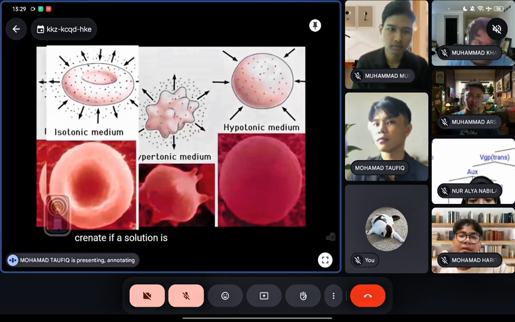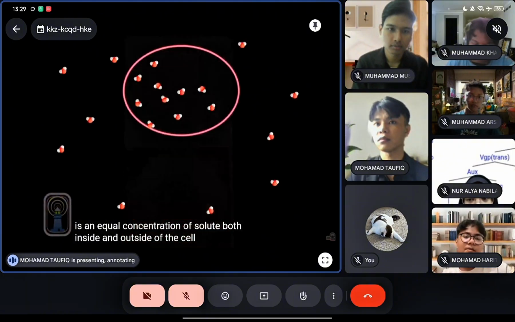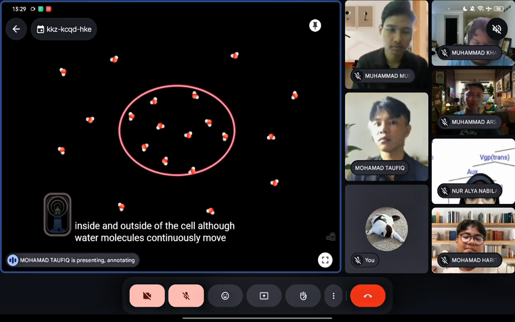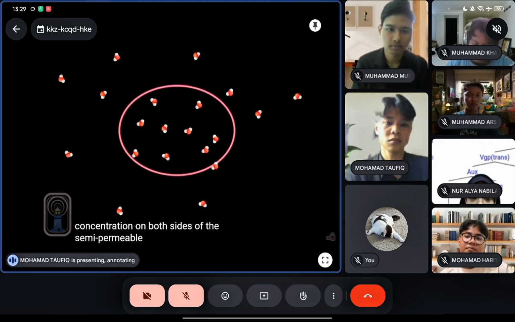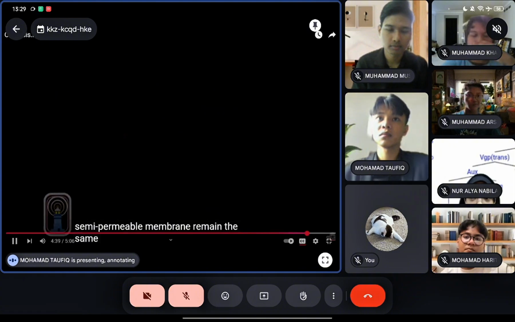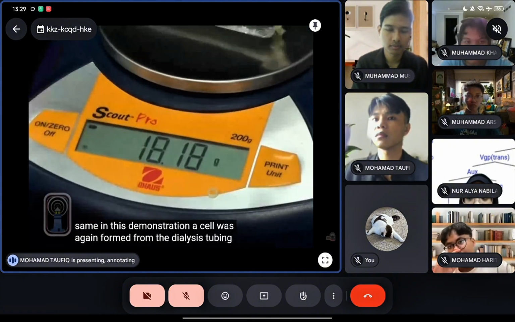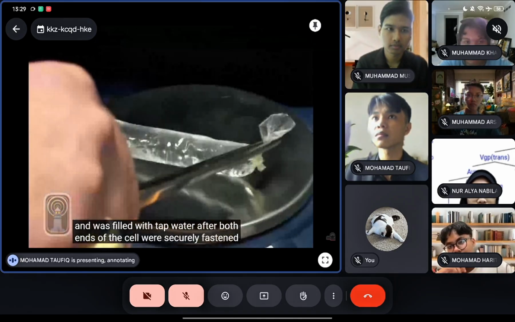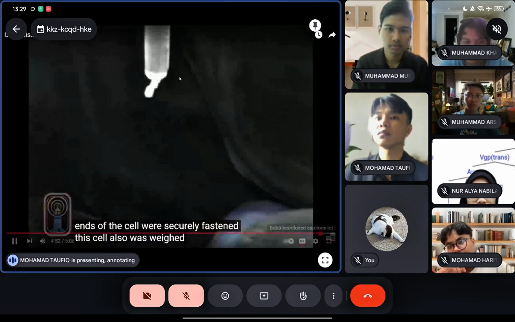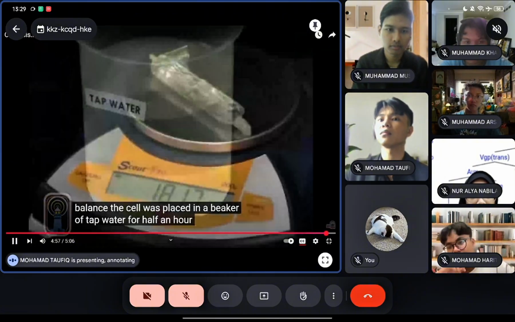If a solution is isotonic, there is an equal concentration of solute both inside and outside of the cell. Although water molecules continuously move into the cell and out of the cell, the concentration on both sides of the semi-permeable membrane remains the same. In this demonstration, a cell was again formed from the dialysis tubing and was filled with tap water. After both ends of the cell were securely fastened, this cell also was weighed on a digital balance. The cell was placed in a beaker of tap water for half an hour.